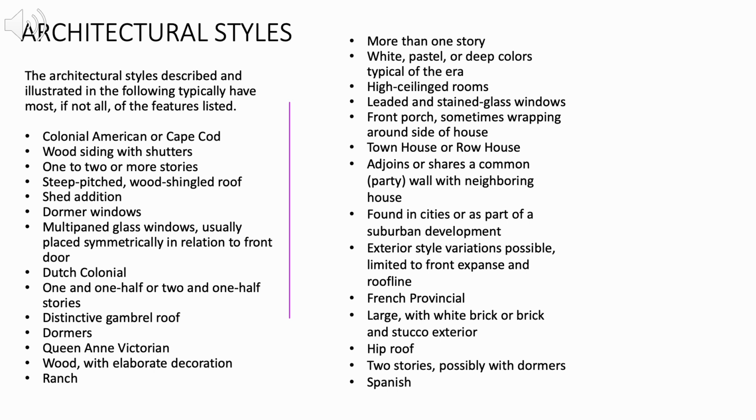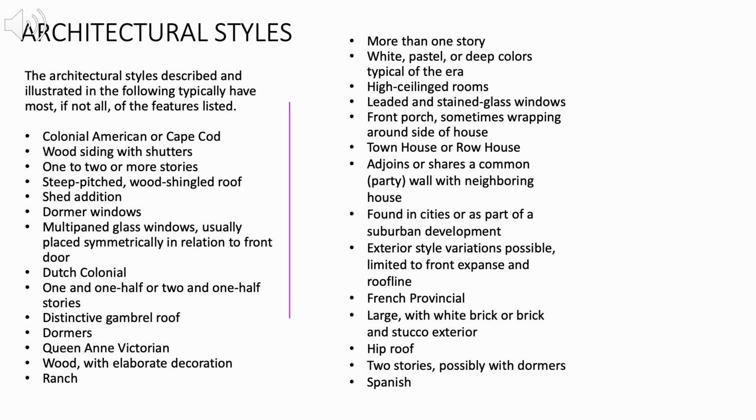Dutch Colonial. 1 1/2 or 2 1/2 stories. Distinctive gambrel roof. Dormers. Queen and Victorian. Wood with elaborate decoration. Ranch, more than 1 story. White, pastel, or deep colors typical of the era. High-ceilinged rooms. Lead and stained glass windows. Front porch, sometimes wrapping around side of house.